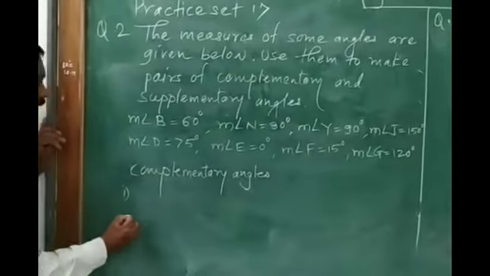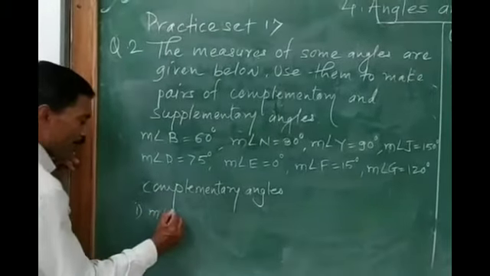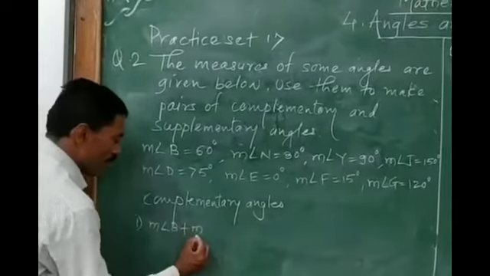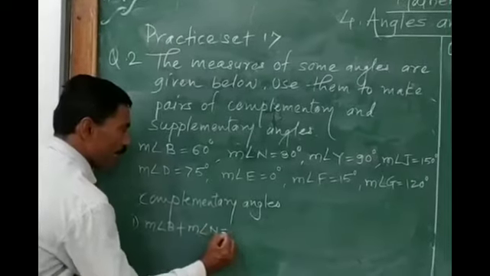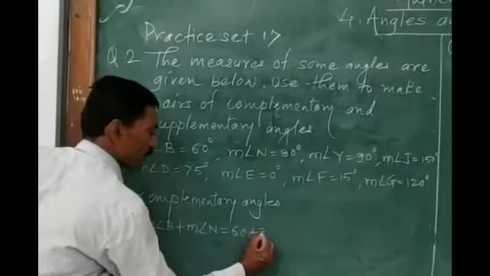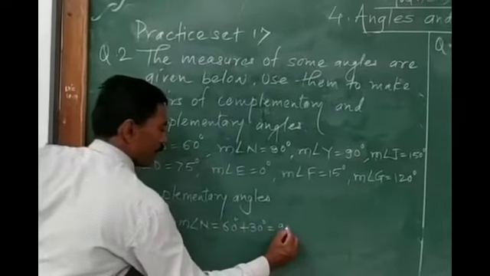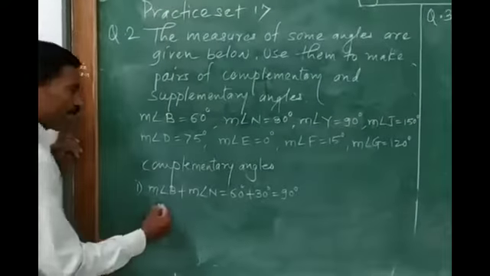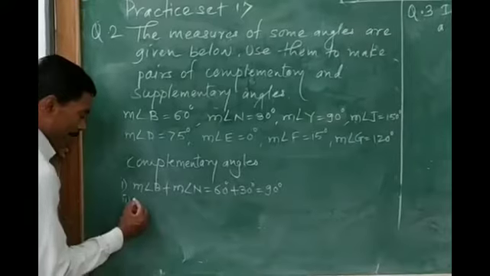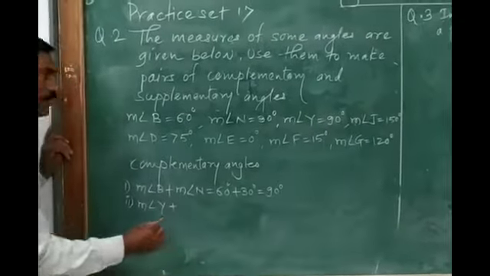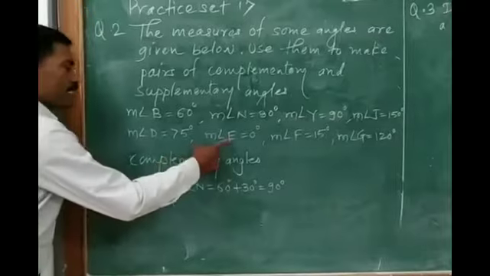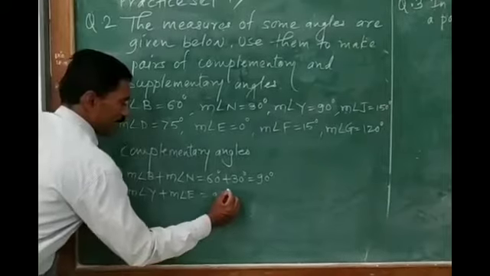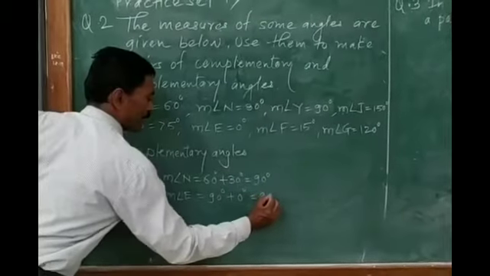Complementary angles. And in that first, measure of angle B 60 plus 30, 90 degrees. Therefore, measure of angle B plus measure of angle N is equal to 60 plus 30 is equal to 90 degrees. Sum is 90 degrees. They are complementary angles. Then, second pair, measure of angle Y, 90 degrees plus measure of angle E, which is 0. Therefore, 90 degrees plus 0 degrees is equal to 90 degrees.